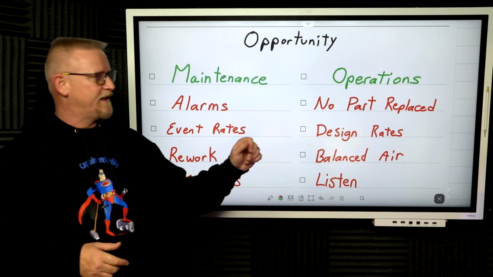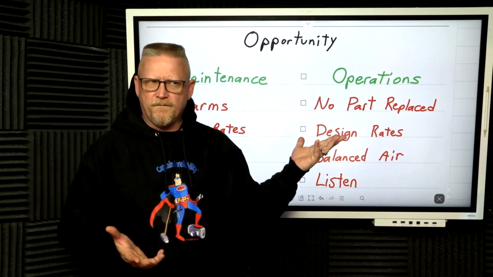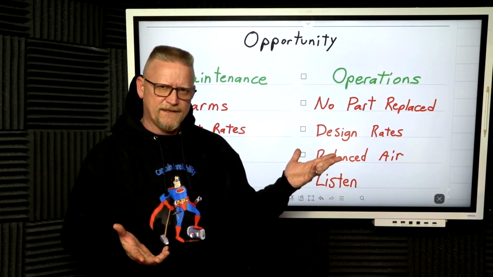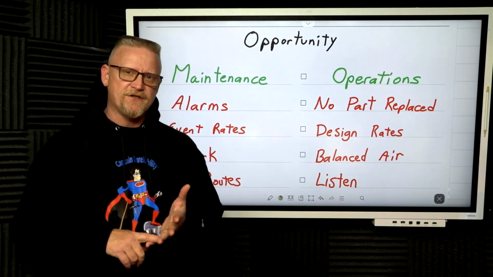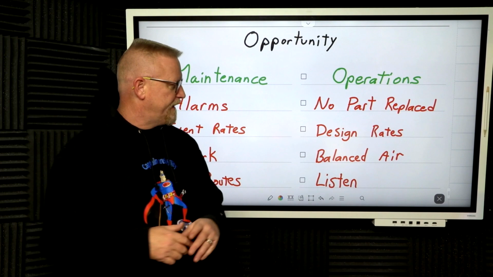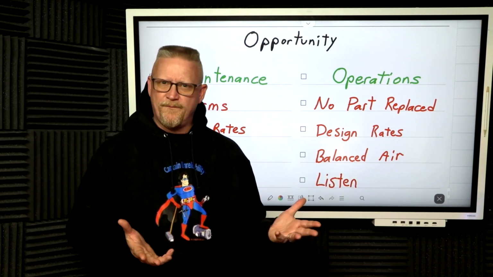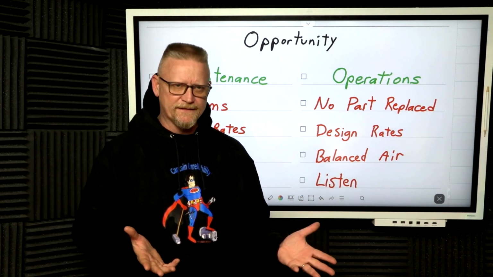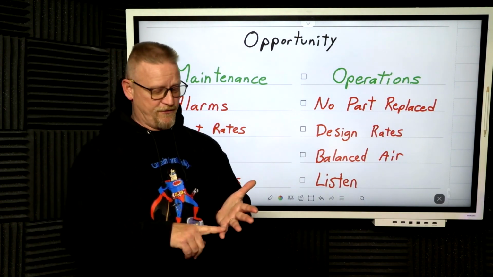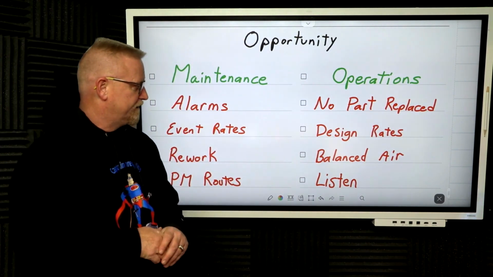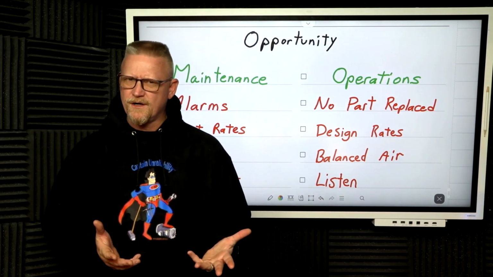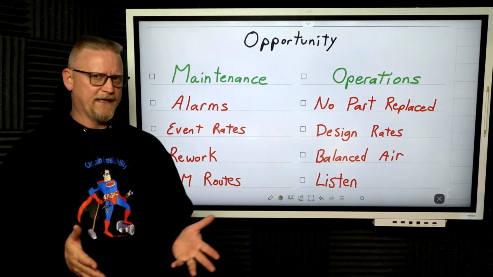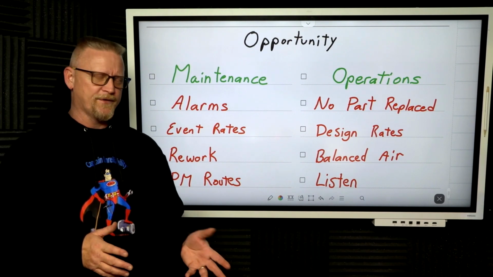On the operations side of things, we're going to look at, well, if I don't replace a part, was it a maintenance issue? I don't know. We're going to look at design rates and teach you how to calculate overall opportunity. We'll look at what having balanced air means, which is totally different than just dry and clean. We're going to look at air balancing. And we're also going to talk about our listening skills in maintenance and reliability to identify opportunity.